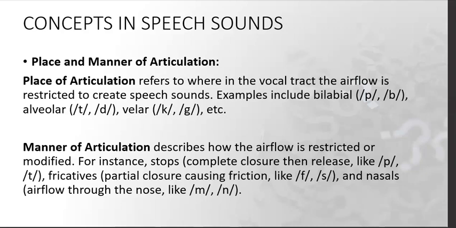Is it partial closure like F, S? You notice the lips partially closed, the teeth and the lips are used for the place. So when you say F, the place of articulation will be the lips and the teeth. F, S, it's the tongue too. That's the place. But the manner, you notice that it's partial closure. Your lips don't close all of it, but there's partial closure. Is it in the nose? For example, M, N. Do you feel the nose has to do with this? So that is how you articulate it.